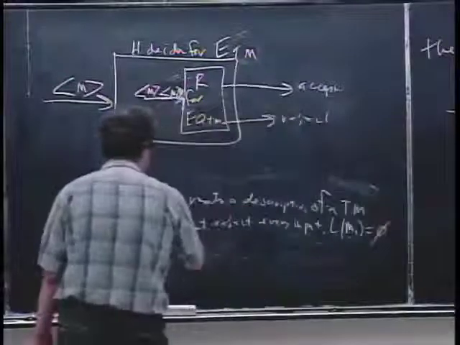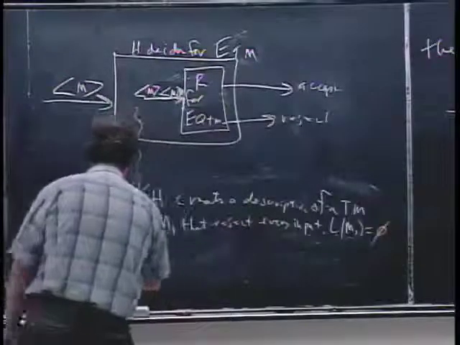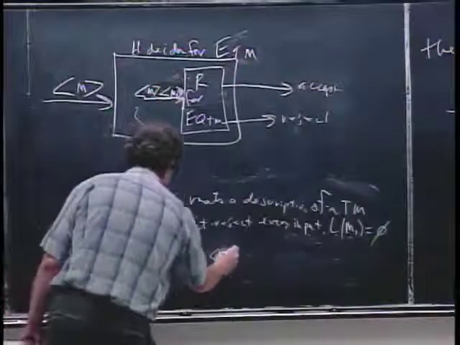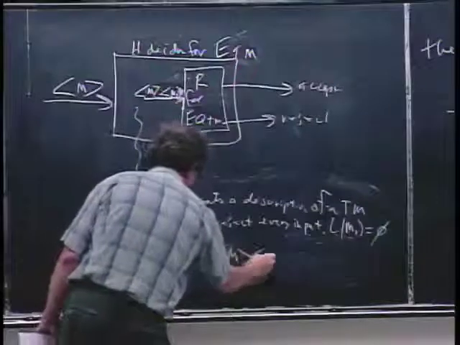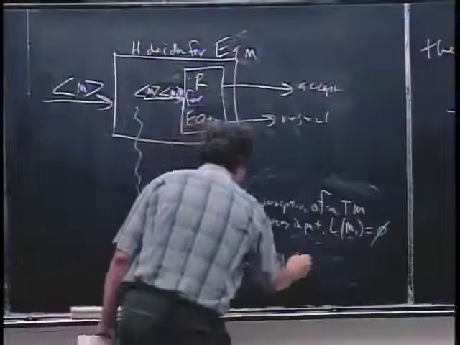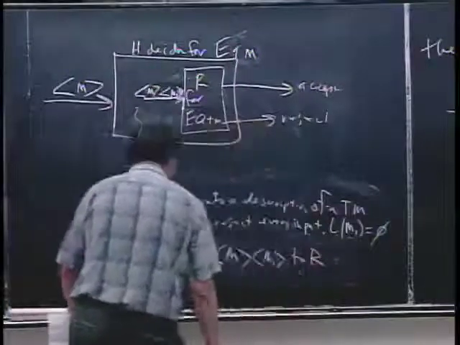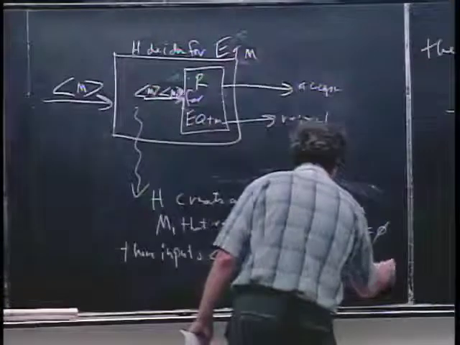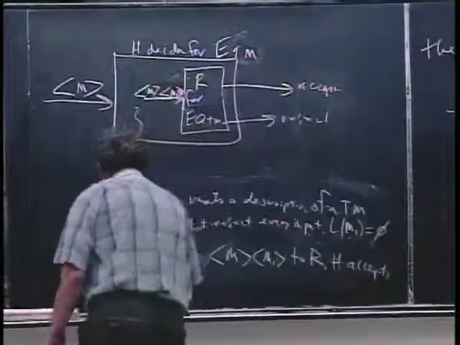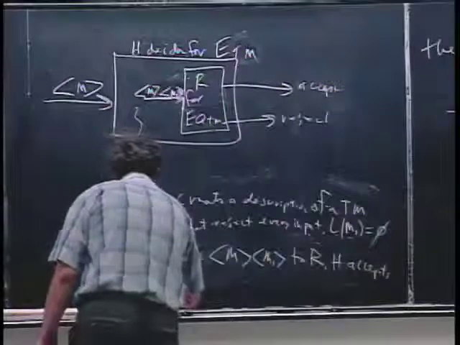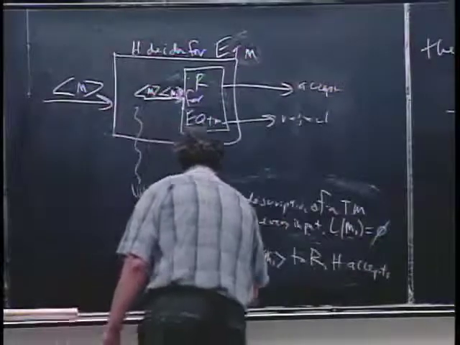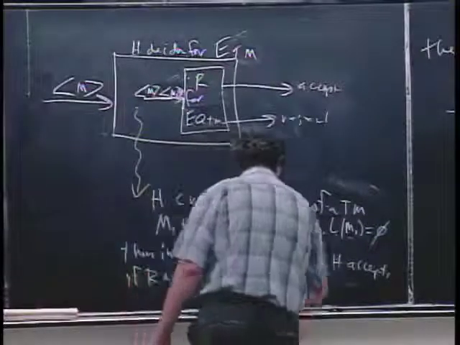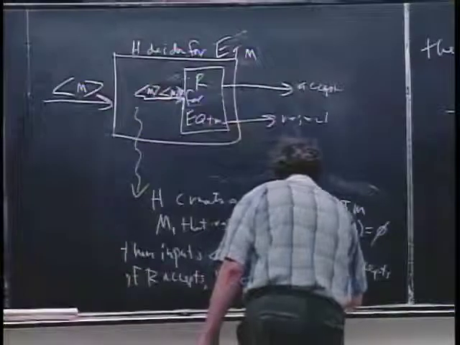H creates a description of Turing machine M1 that rejects, and then inputs M, M1 to R. H accepts if R accepts, rejects if R rejects. Okay.